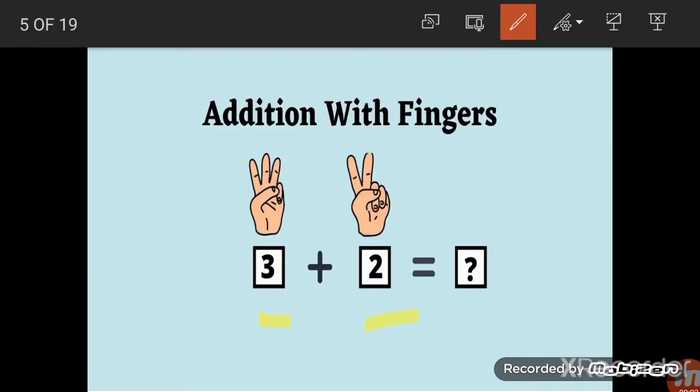We have used the method of addition with fingers, like we can add using our fingers. If we have 3 and 2, we can count on our fingers, like 3 fingers plus 2 fingers. So the answer will be 5. As you can see, 1 2 3 4 and 5.